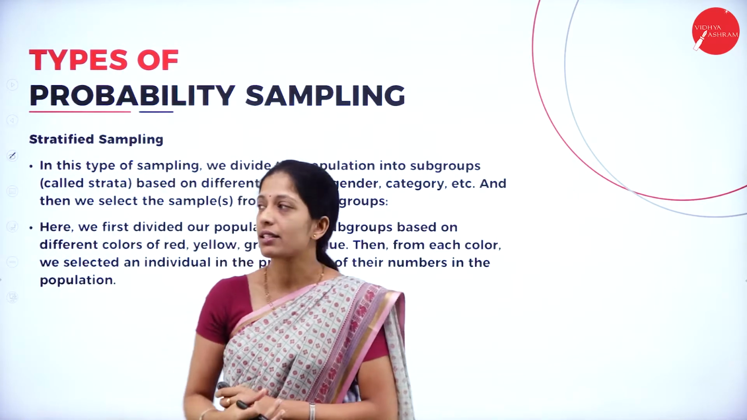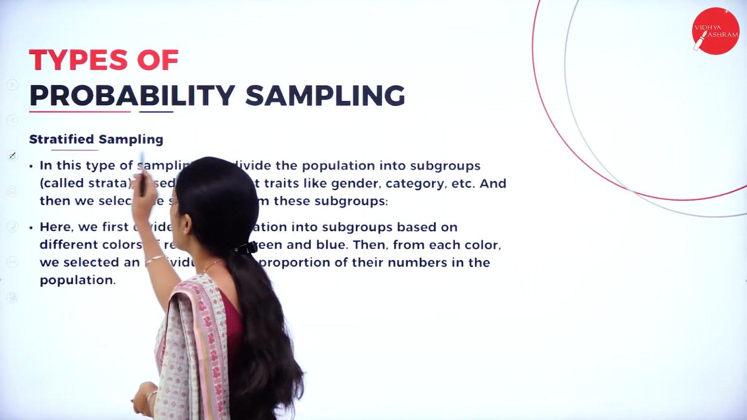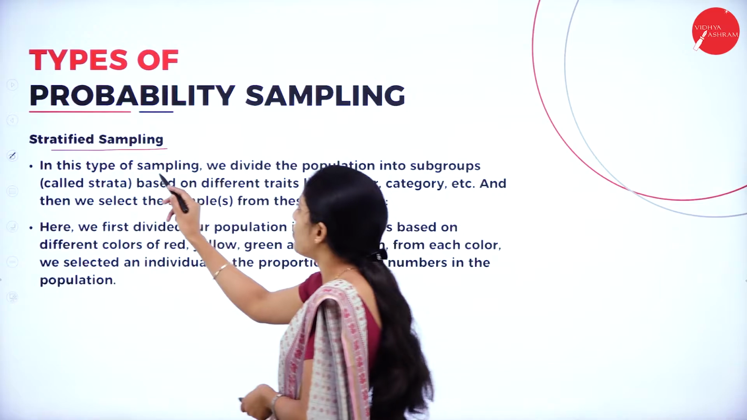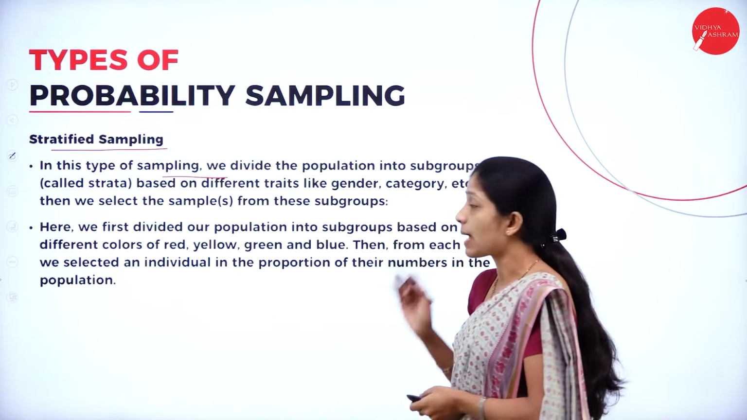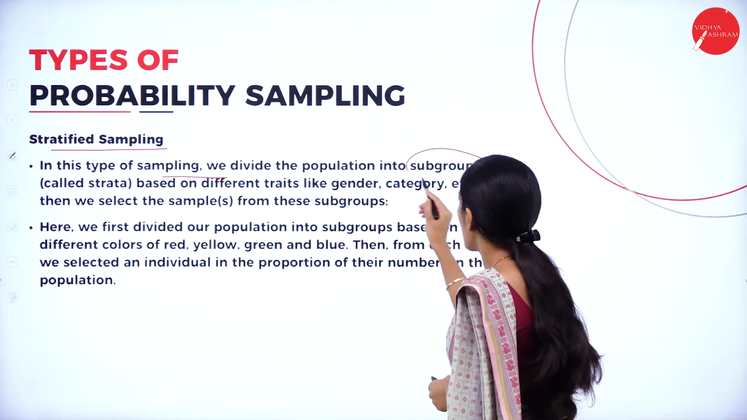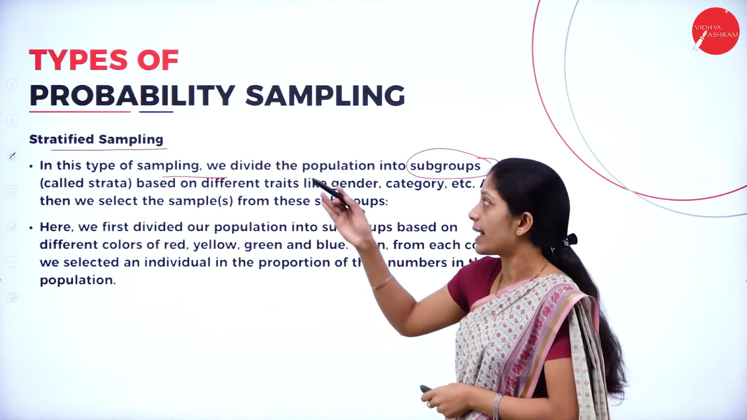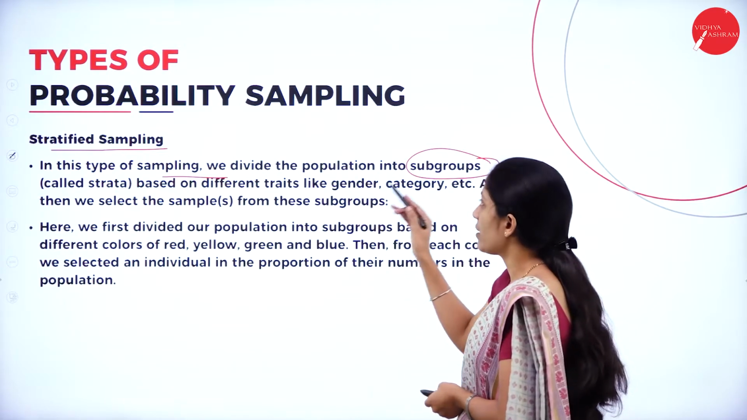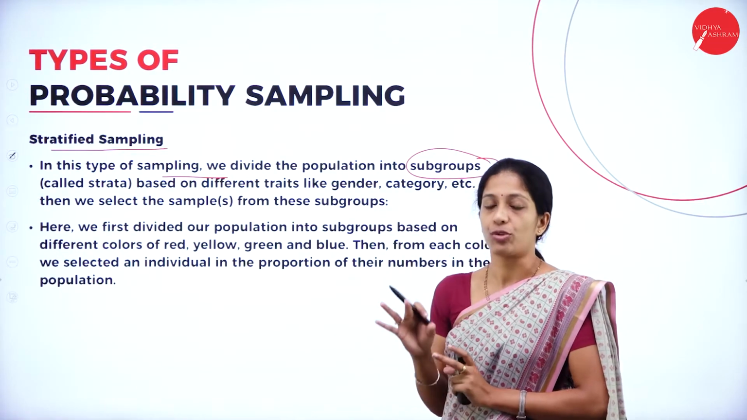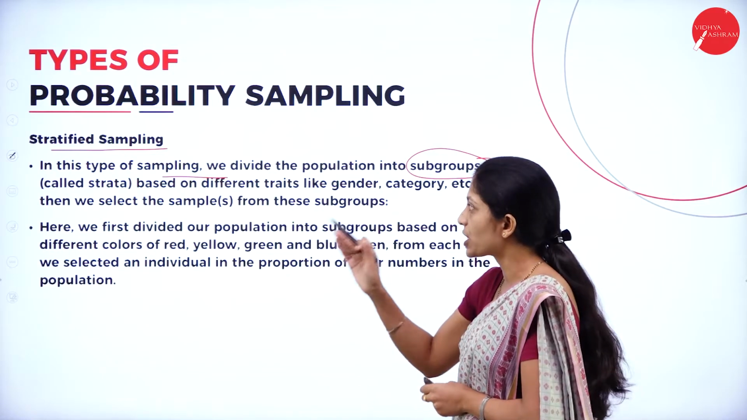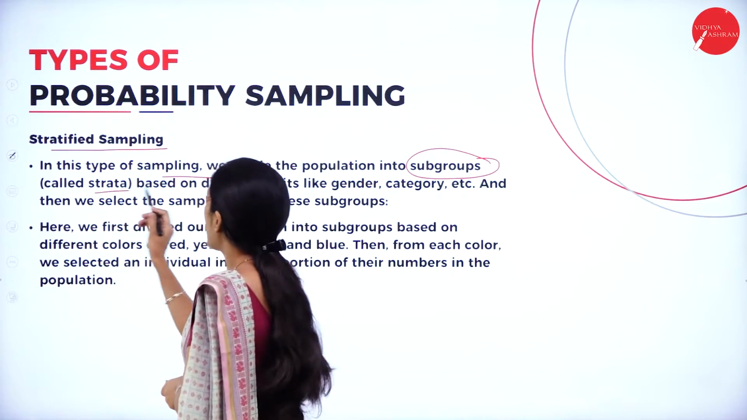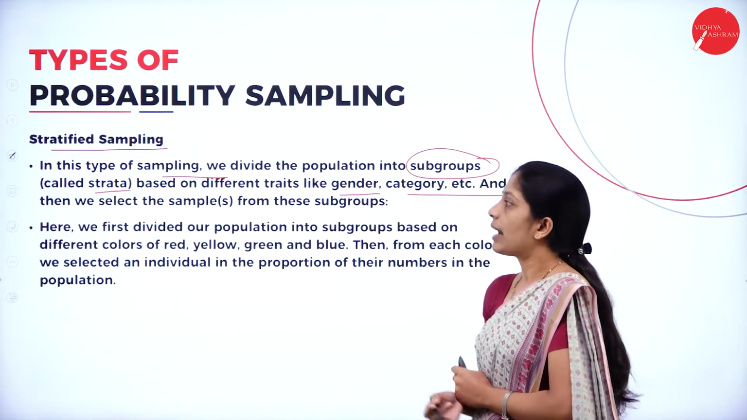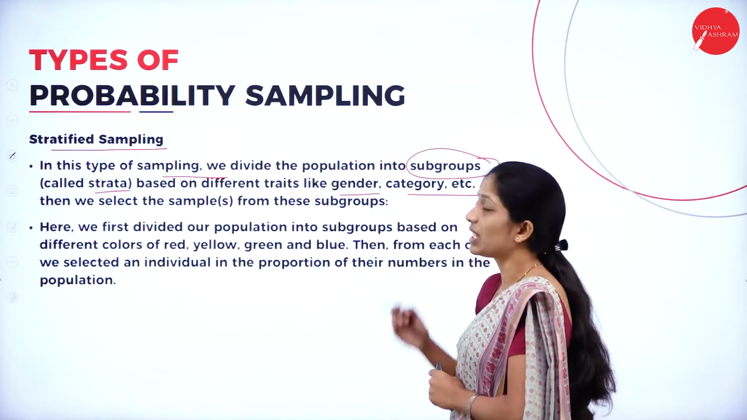Now, coming to the next type, that is stratified sampling. Now, let us see what this stratified sampling is. In this type of sampling, we divide the population into subgroups. This subgroup is called what? Strata. So, in this type of sampling, we divide the population, that is the population of 20 members, into subgroups called strata, based on different traits like gender, category, etc., and then we select the sample from these subgroups.